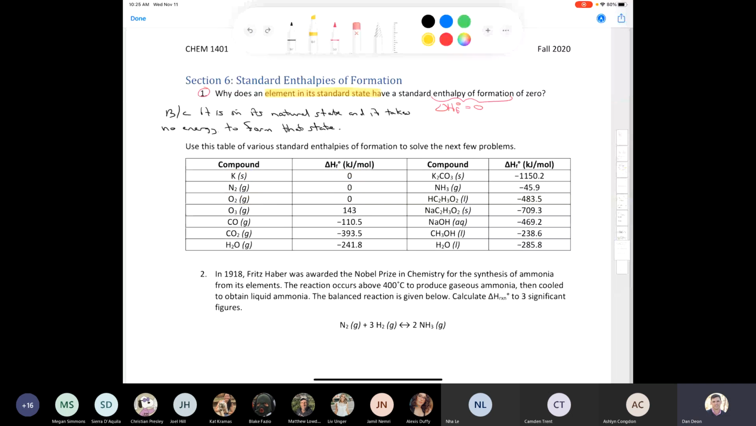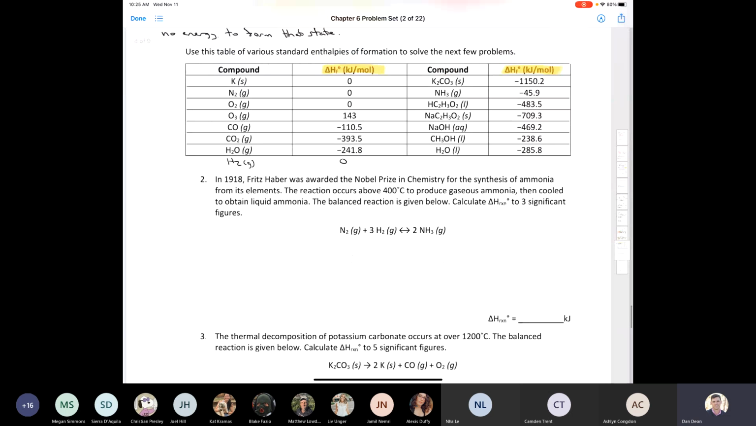All right, well, we're going to use this table, and there's actually a value missing here. I noticed it this morning, and I'll write it down here. That would be for H2 gas. You need that it's 0 kilojoules per mole. Anyhow, so we're going to use all of these standard enthalpies of formation to solve. Let's try question number 2.